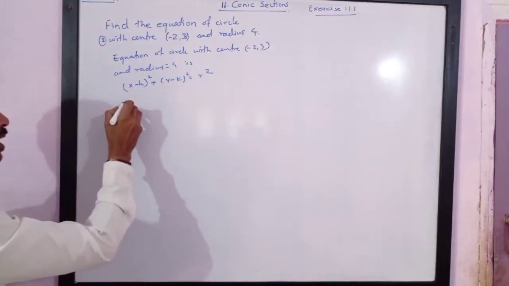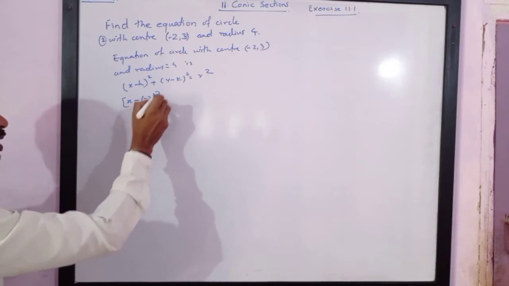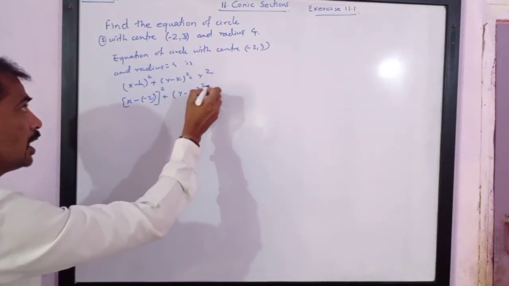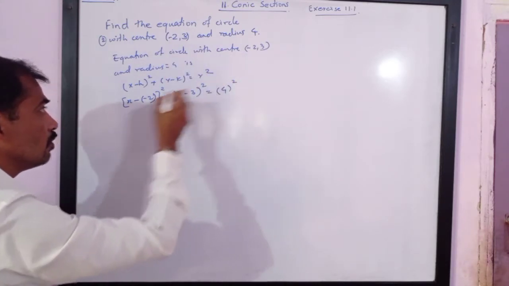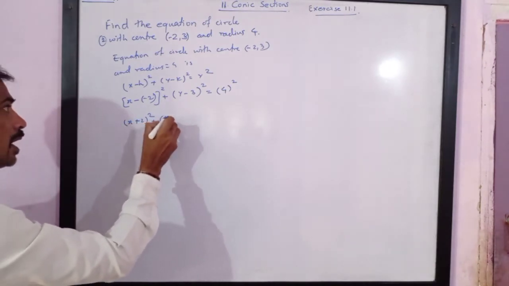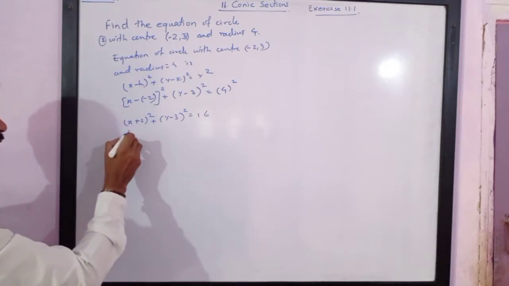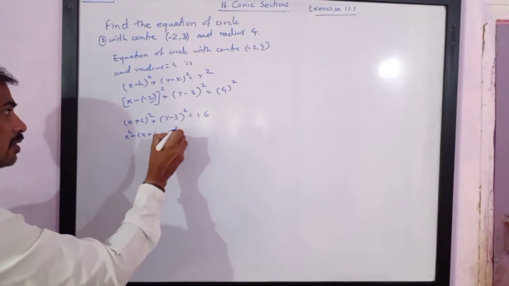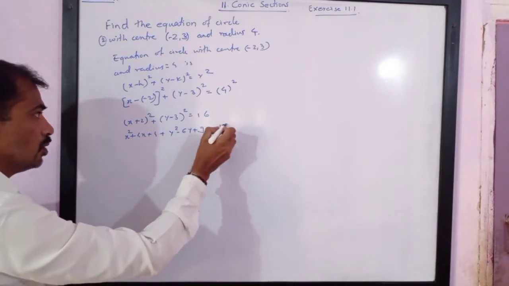So this becomes x minus (minus 2). Please be careful about the signs. Plus (y minus k), that is 3, whole square is equal to r, that is 4 square. So if you solve this further, you will get (x plus 2) square plus (y minus 3) square is equal to 16. Now if you solve this further, you will get x square plus 4x plus 4, plus y square minus 6y plus 9 is equal to 16.